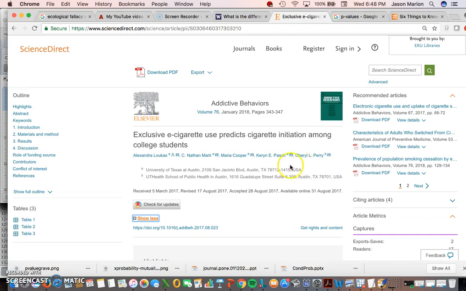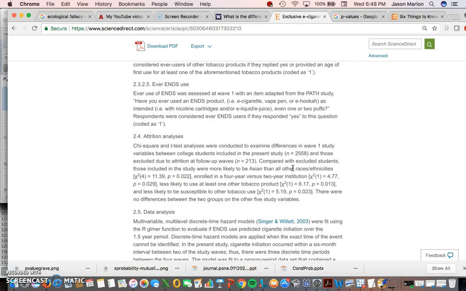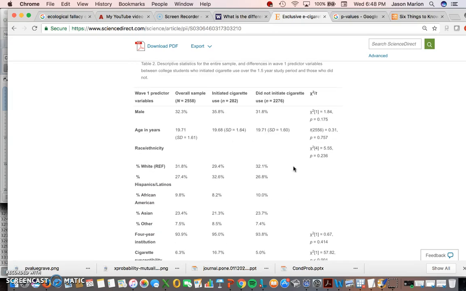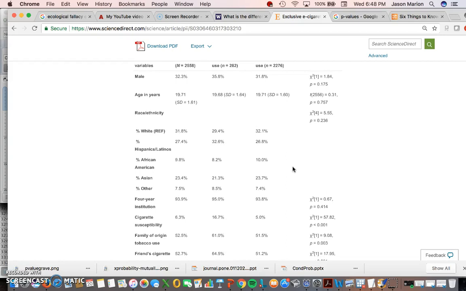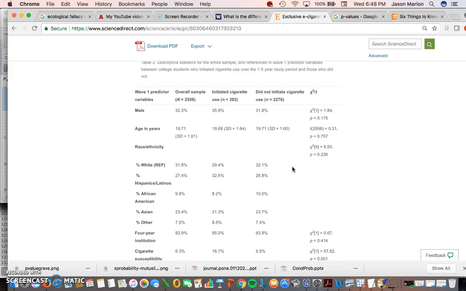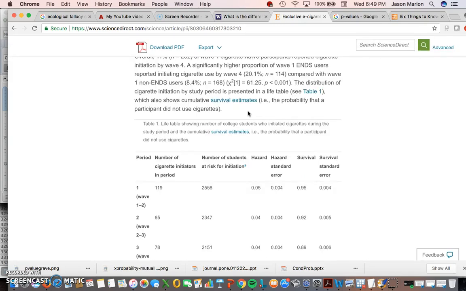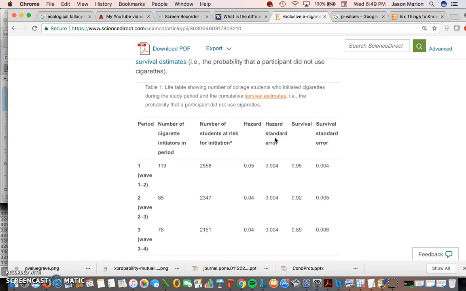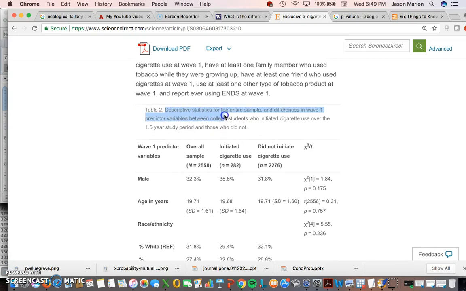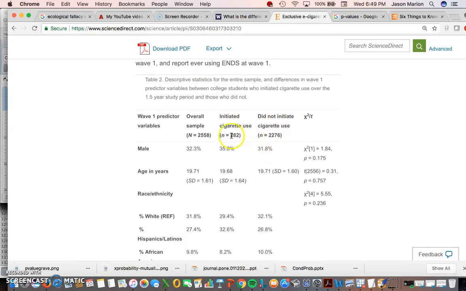So we have some people who, when they get to college, have only ever used e-cigarettes. Maybe they were sneaking them in grade school, or maybe it was easier for them to get online when they were in middle school or high school, and then they get to college. What happens? So we start looking at their data, and I'll use this one to get us started. I'm going to zoom in on Table 2 here. Table 2 provides descriptive statistics for their entire sample and differences in their predictive variables between college students who started cigarette use over the 1.5-year study period and those who did not. So we have everybody, those who started smoking and those who did not.